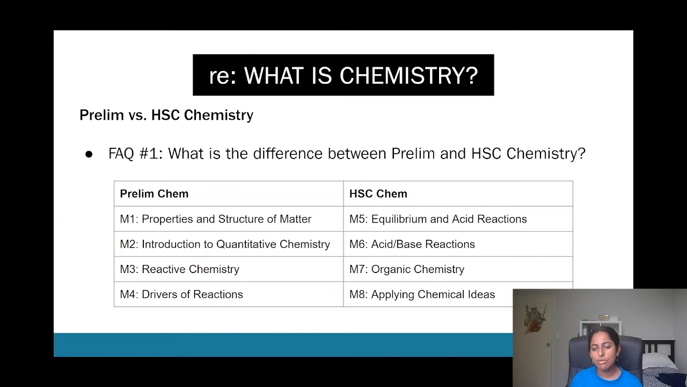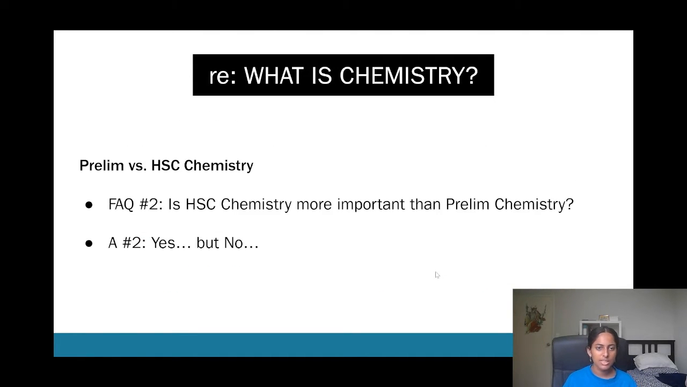And then in HSC chem, you look at equilibrium, acid-base reactions, and you start going into organic chem. You also have a module where you use all the knowledge from the other three modules and combine it. That's pretty much how the syllabus looks.